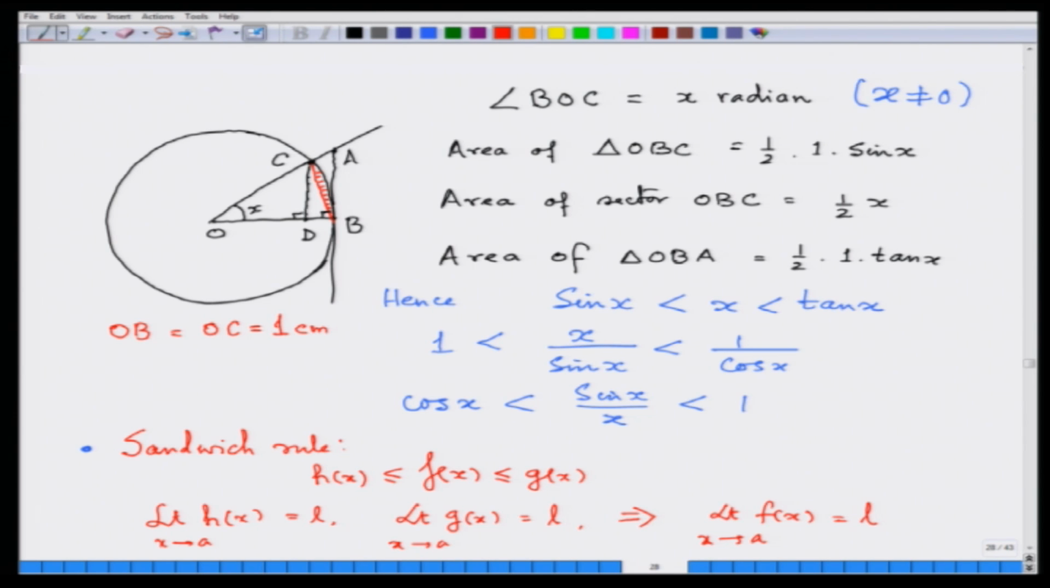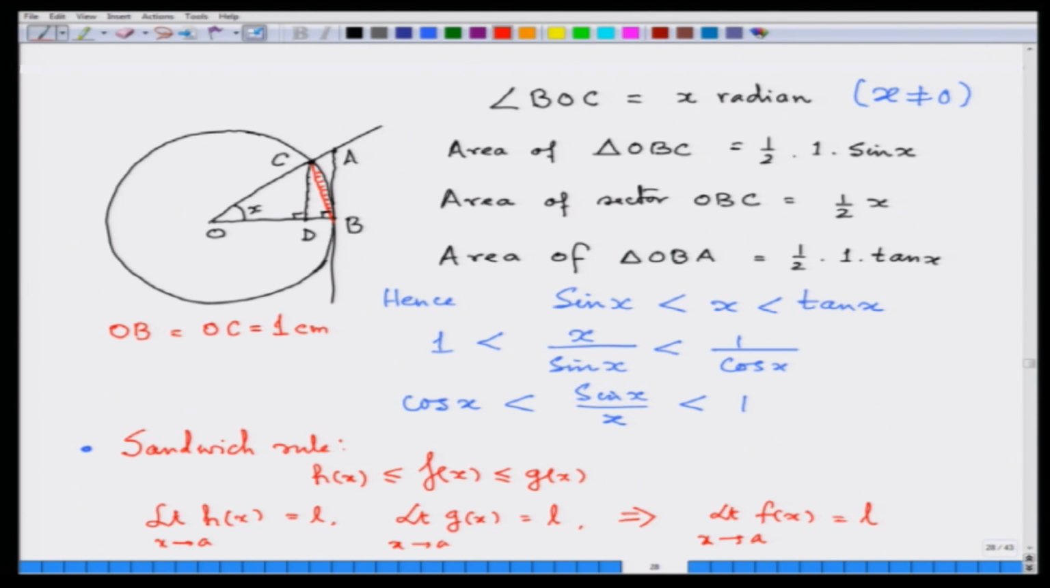So, the circular sector OBC is the triangle OBC plus this additional red marked area, and then we will calculate the area of triangle OAB. And of course, you can see that triangle OAB includes both the circular sector and the triangle OBC. So the area of triangle OBC must be smaller than the area of the circular sector, which is smaller than the area of triangle OAB.